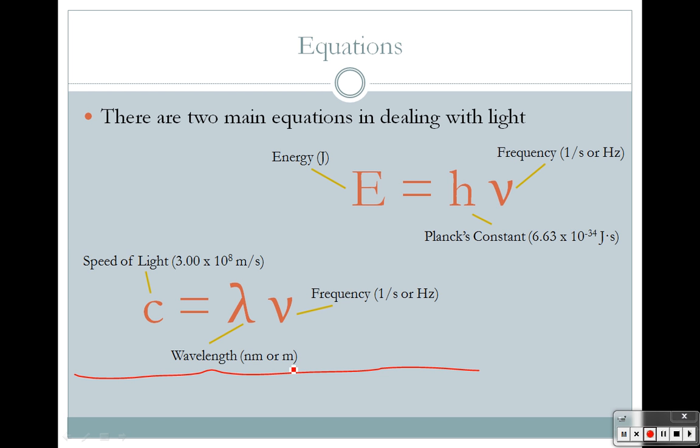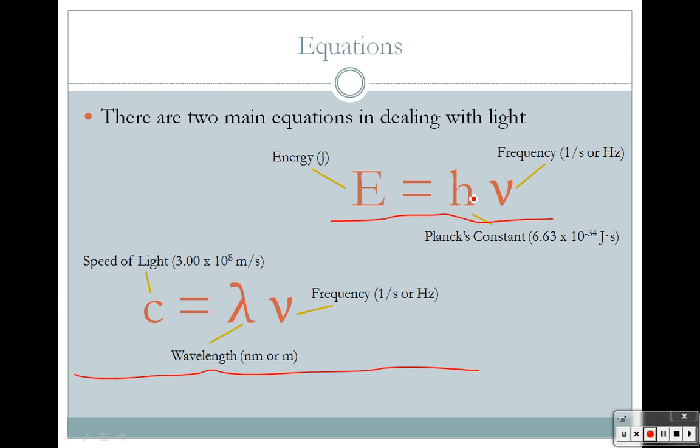If you have a question in nanometers, you're either going to need to convert it to meters or convert the speed of light to nanometers. And then the second equation up here, and this is where a lot of times I'll say E equals hV. In fact, it's E equals h nu. E is energy measured in joules. Nu is the frequency, which is 1 over seconds or hertz.